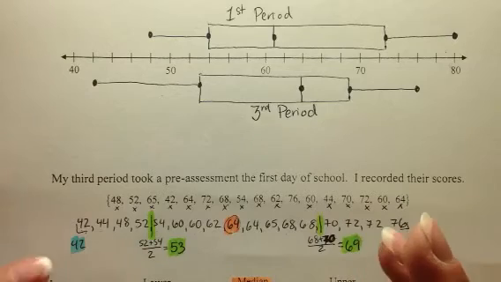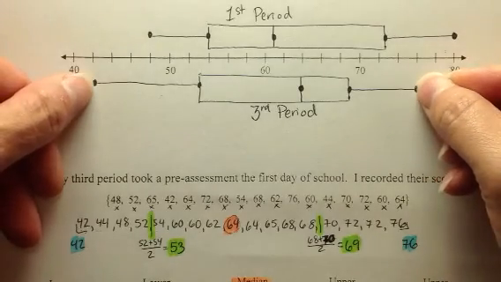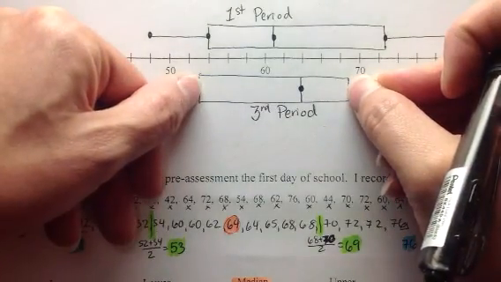So you often see box and whiskers placed side by side, so you can compare the different things. Remember, you can see the range here, and you can see the interquartile range as well.